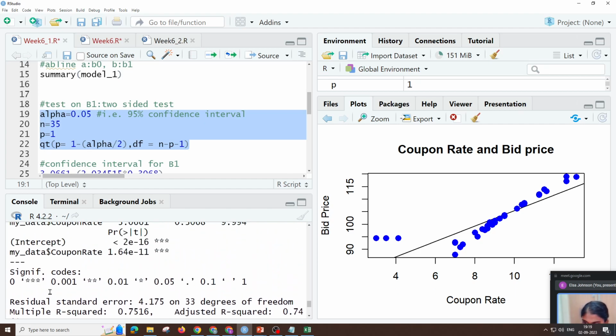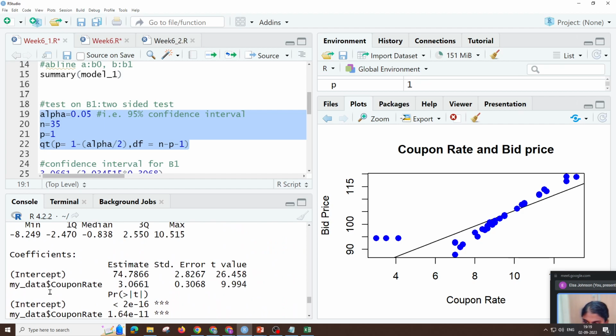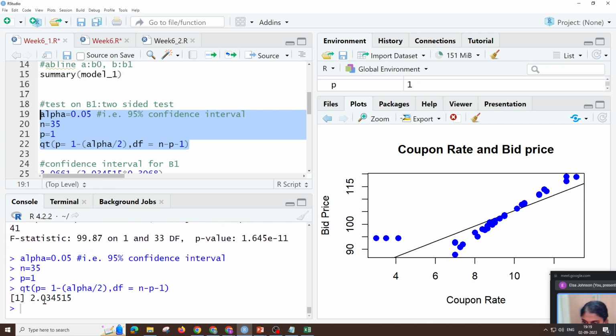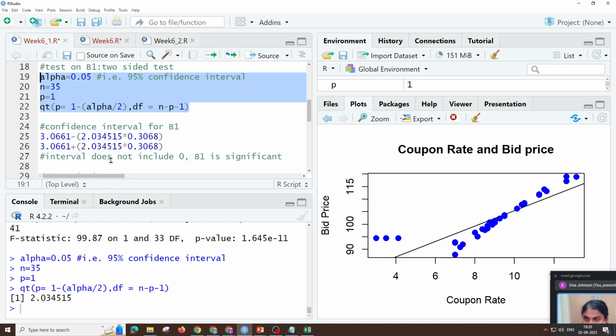That means the value which you are getting here, for example, the value which you are getting here can vary with plus or minus this value. So if you are getting a particular y value, it can be that value minus this one and that value plus 2.043. So that is calculated right here.